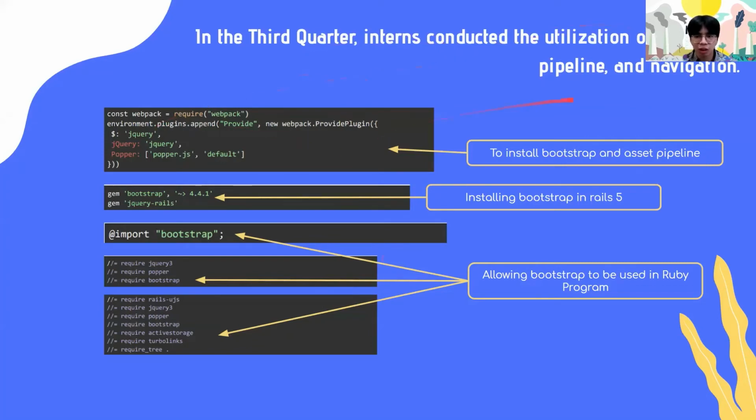So first, we need to install Bootstrap and the asset pipeline here. Bootstrap is a file required to install the stylings of how the user interface will be. Okay, so here's the code, and then here are the command lines needed to install Bootstrap into Rails. And then by using these next 3 commands, it allows Bootstrap to be used in Ruby programs.